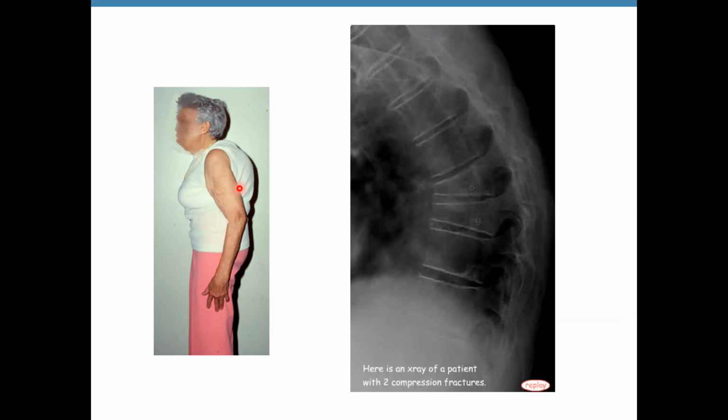So here's a female, I believe in her late 70s, and she has osteoporosis. If you look at her spine over here, that's a normal vertebra, but look at these two. They really lost lots of tissue. And because of this, she has this hunchback over here, right? This is called kyphosis.